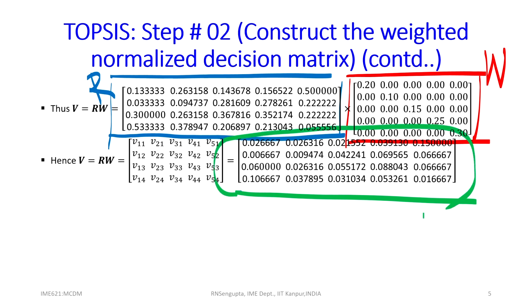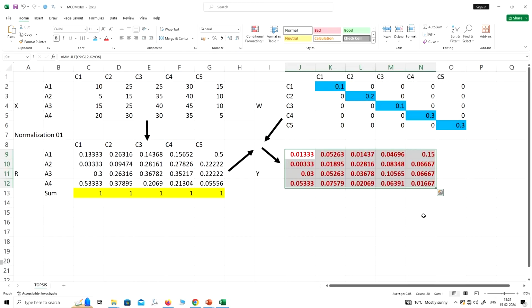So, if I go back to the Excel sheet, the normalized R matrix multiplied with the weights W gives me V, which is y, given as the cell values. Remember, I have highlighted the cell values with red color. So, they will keep changing depending on the normalization concept which I am taking.